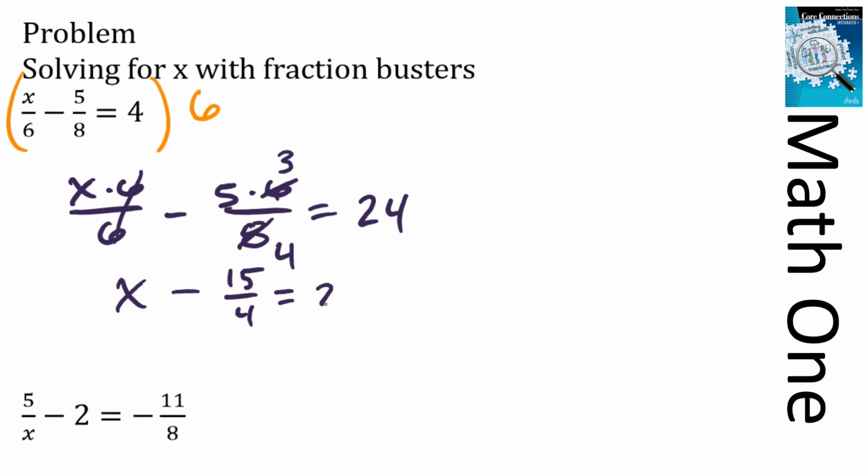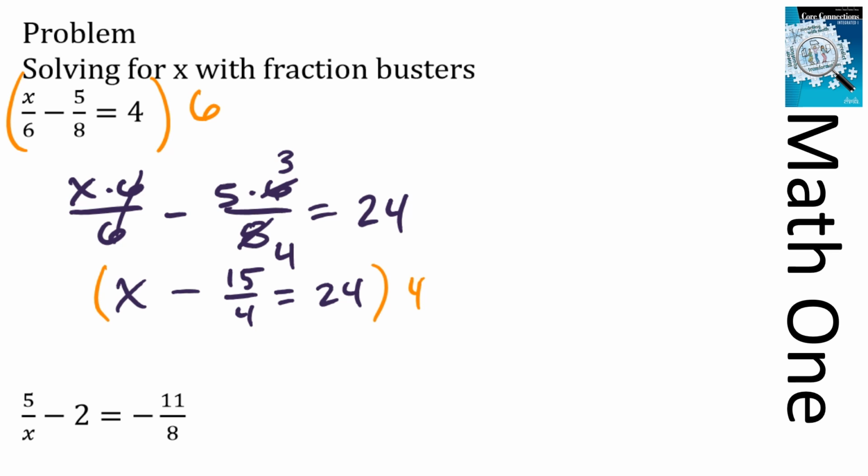And that equals the number 24. Now, to be honest, at this point, you could proceed and just solve this without worrying about eliminating the fraction completely. Or you could go ahead and multiply both terms by 4. Because I'm practicing fraction busters, I'm going to go ahead and multiply both sides by 4.